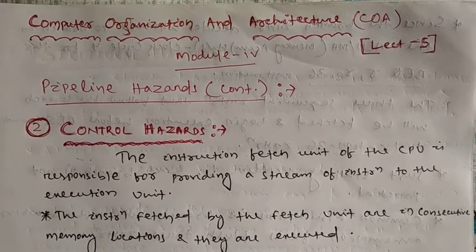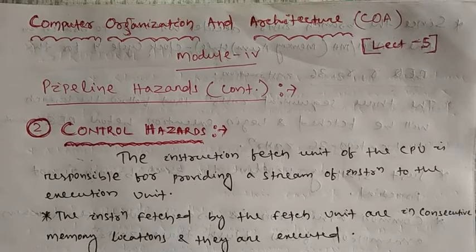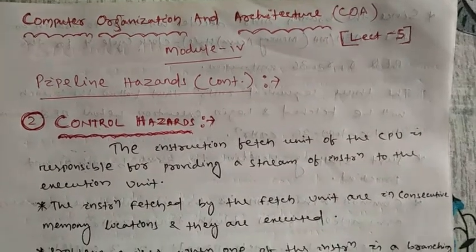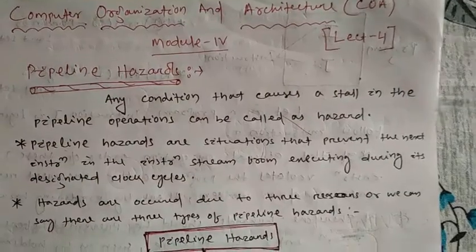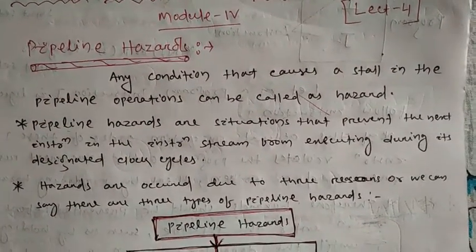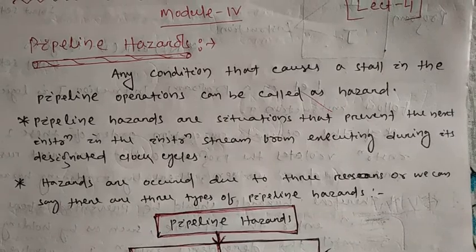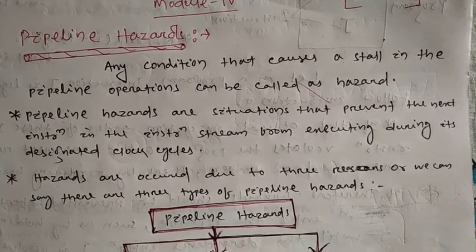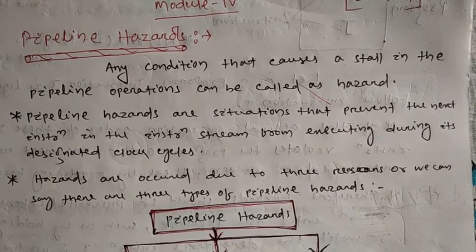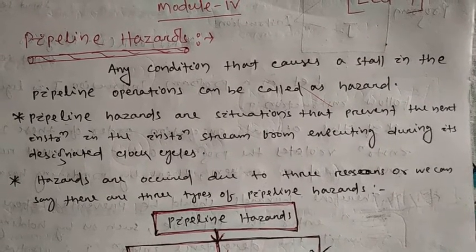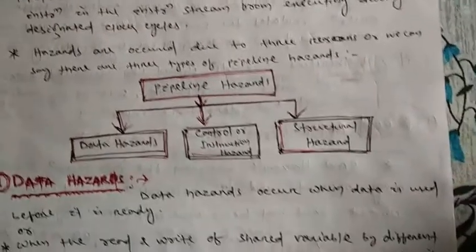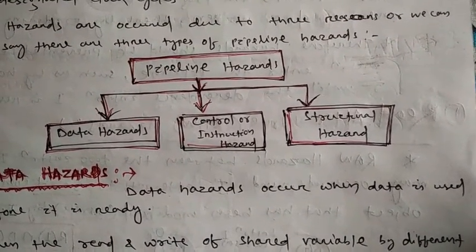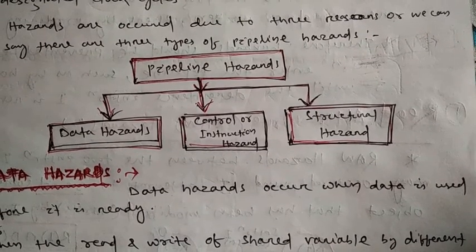In the last lecture video we discussed what we mean by pipeline hazards and how many types of pipeline hazards there are. Pipeline hazards are any condition that causes a stall in the pipeline operations, or you can say the interrupt which occurs during execution of the pipeline. There are three types of pipeline hazards: data hazards, structural hazards, and control or instruction hazards.